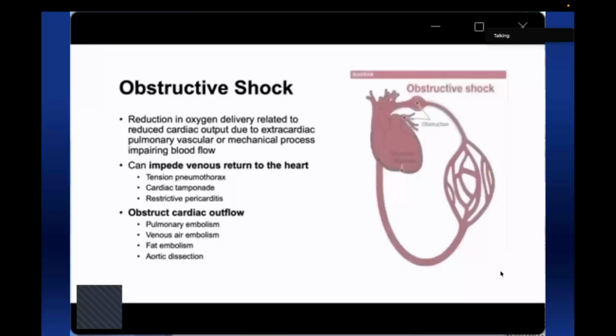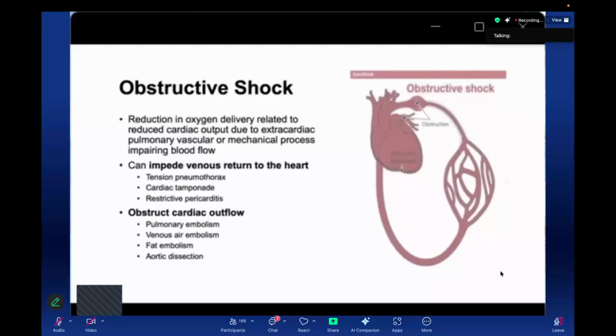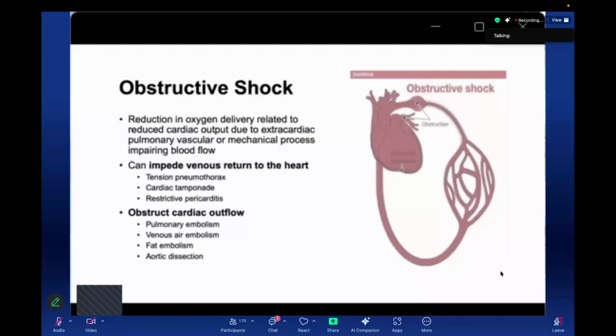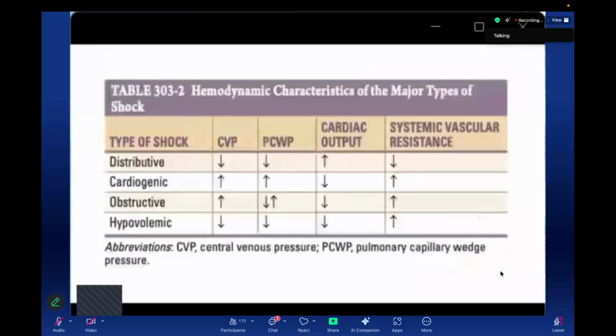Obstructive shock can be seen if there will be reduction in your oxygen delivery related to reduced cardiac output due to extracardiac pulmonary vascular or mechanical processes impairing now your blood flow. This can impede your venous return to the heart. For example, if you have tension pneumothorax, cardiac tamponade, restrictive pericarditis. There is an obstruction in your cardiac outflow. For instance, if you have a pulmonary embolism, air embolism, fat embolism, and if there will be some dissection, this can reduce your blood pressure, all of this type of shock.